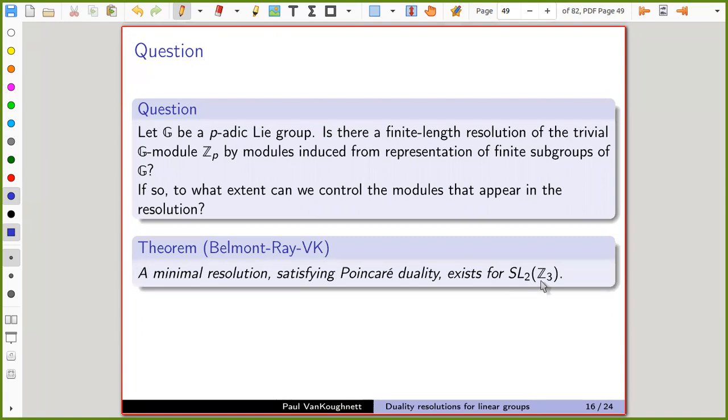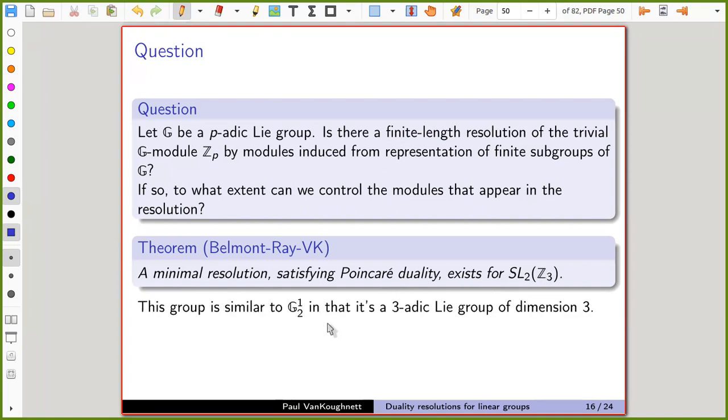Okay, so we are able to answer this in the case of SL2Z3. We construct a resolution which is sort of minimal size and satisfies Poincare duality in the sense I mentioned on the previous slide. And SL2Z3 is very similar to G21 for a couple of reasons. It's a three-adic Lie group of dimension 3, just like G21 at the prime 3. It also has non-trivial 3 torsion, but a very small amount. So its 3 torsion subgroup is cyclic of order 3.